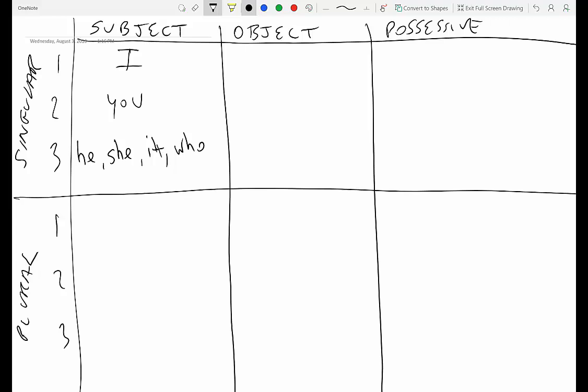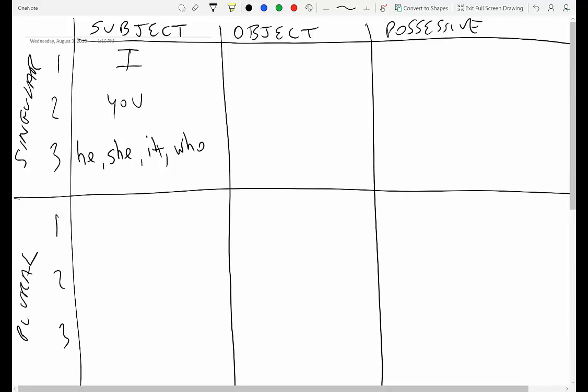Third person singular is he or she or it or who. So each of these is a subject of a sentence. He goes to the store. She goes to class. It is sitting on the table. Who is at the door? Right? Those are all subjects. And those are all singular. This means one individual person in each case.